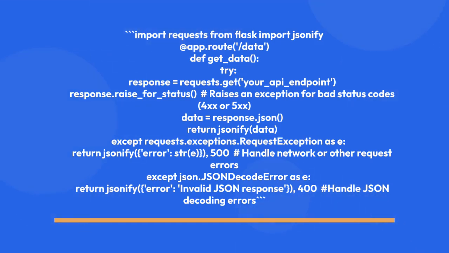except requests.exceptions.RequestException as e: return jsonify({'error': str(e)}), 500 # handle network or other request errors. except json.JSONDecodeError as e: return jsonify({'error': 'Invalid JSON response'}), 400 # handle JSON decoding errors.